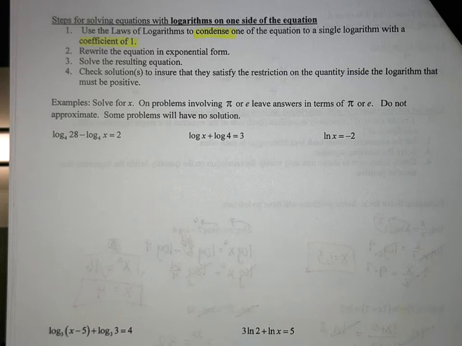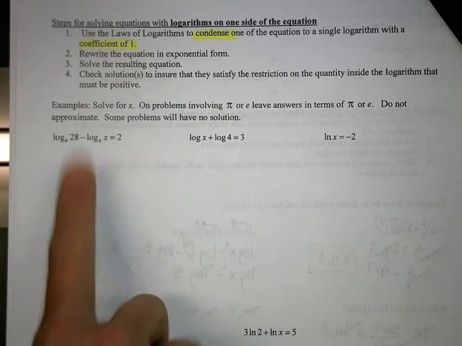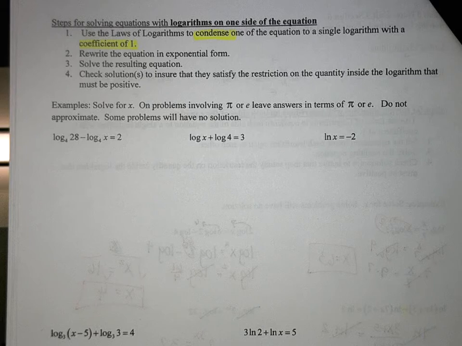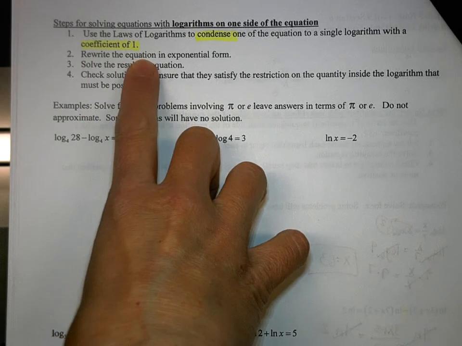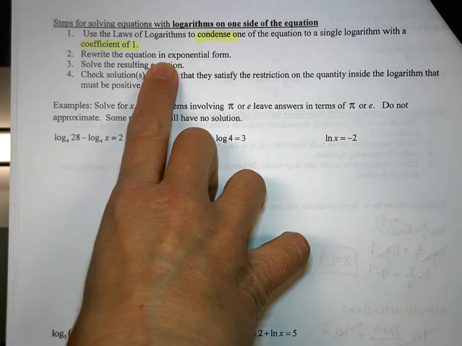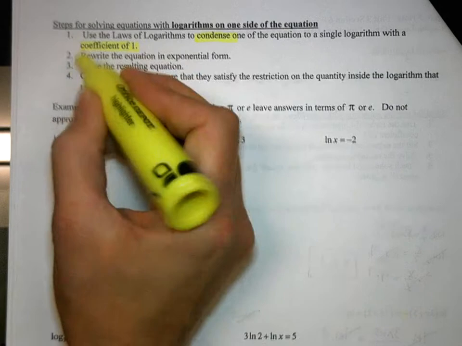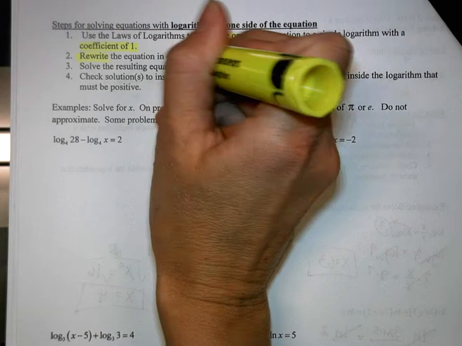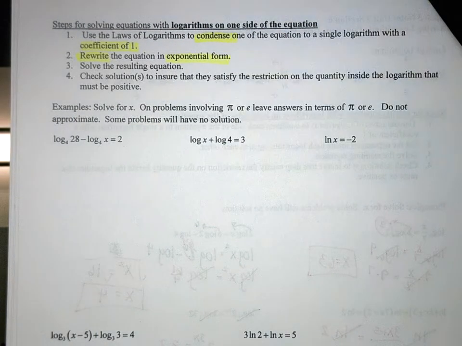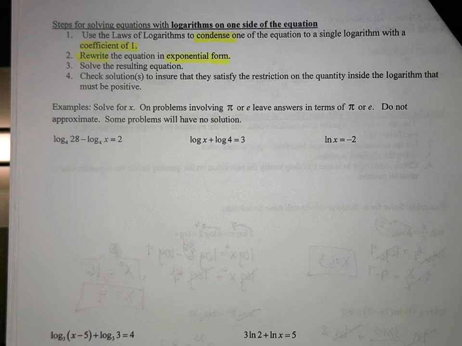Then on these problems, previously we were able to cancel out the logs on both sides once we got a single log on both sides. Today though, we are going to get a single log on one side of the equation and not on the other. So you can't just cancel them out. In order to cancel them out, you have to have a log on both sides. But in order to get rid of the logs this time, we can rewrite the equation in exponential form. Once you do that, you can solve the equation.